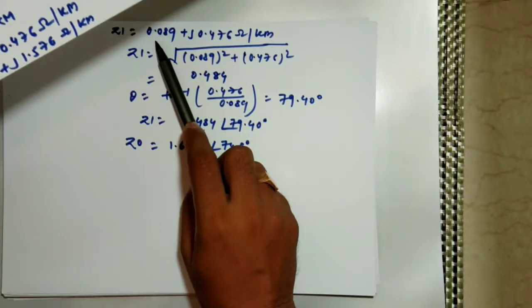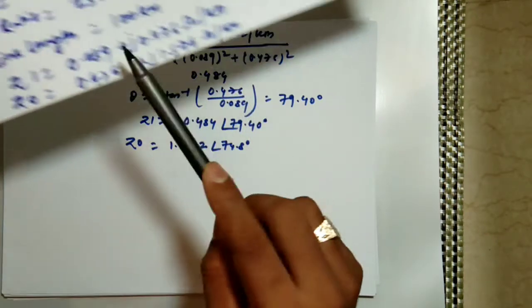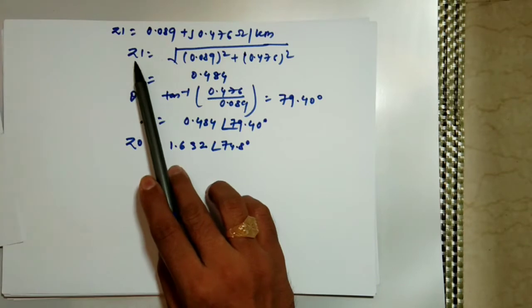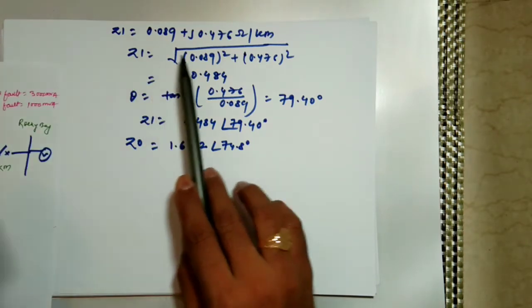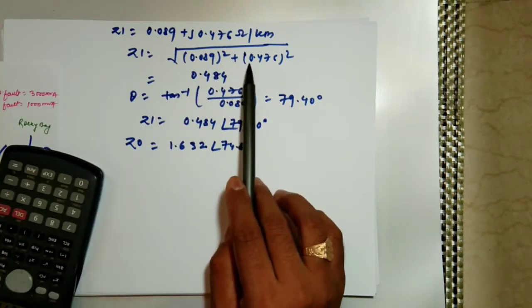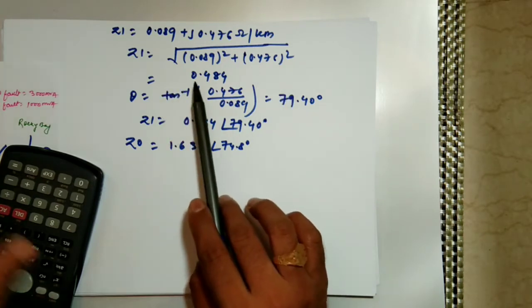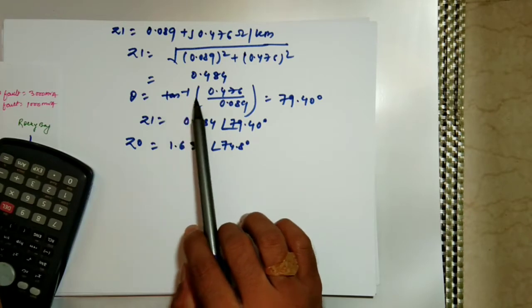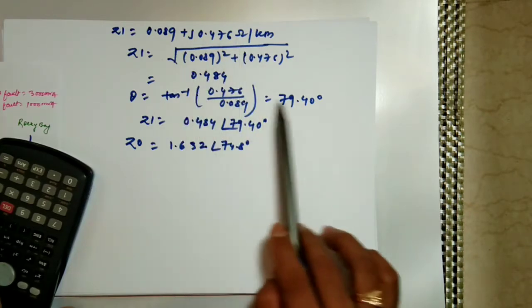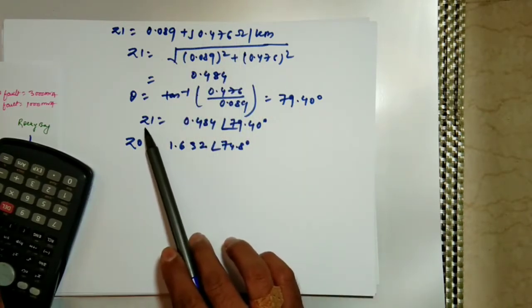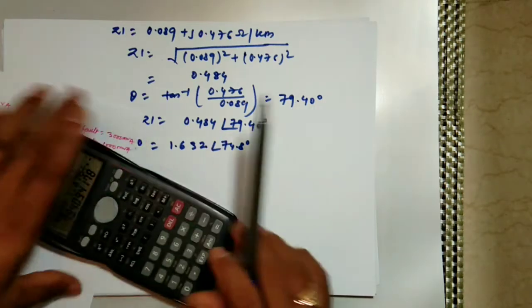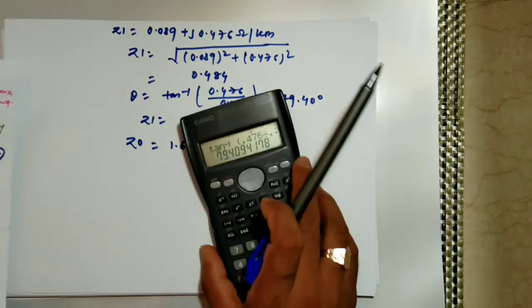Z1 is equal to 0.089 plus j 0.476 ohm as per the system data. So I have calculated the value of Z1 is equal to square root of 0.089 squared plus 0.476 squared, and you will get the value of 0.484, and for the angle tan inverse of R by X. So in polar form we have got Z1 as 0.484 at 79.4 degrees. You can calculate from the calculator.